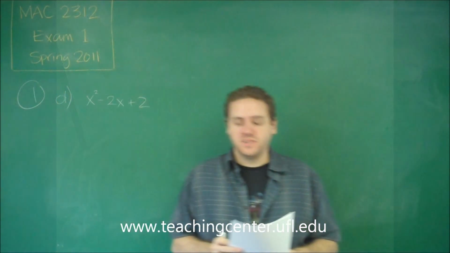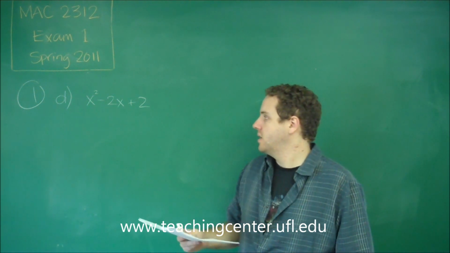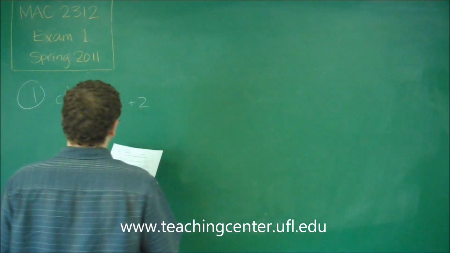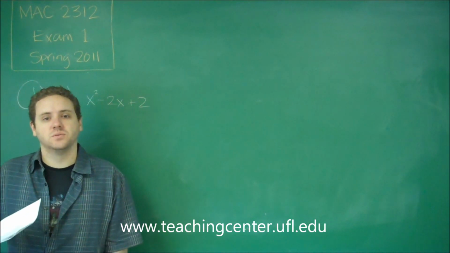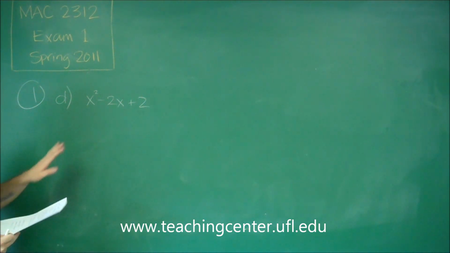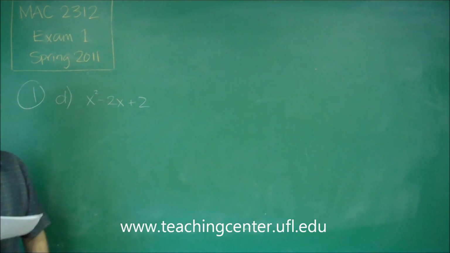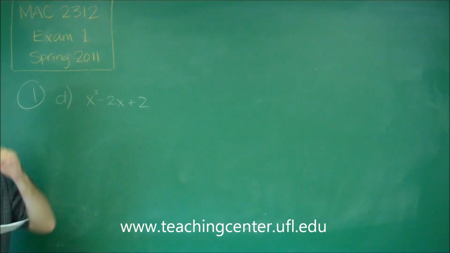Okay, so for part D, we just need to complete the square. If you remember this from college algebra or pre-calc, when you complete the square, we're just trying to find an easier way to express a non-factorable quadratic equation like this one. What you want to notice is you always want to figure out what is the constant that I would need to make this a perfectly factorable quadratic.